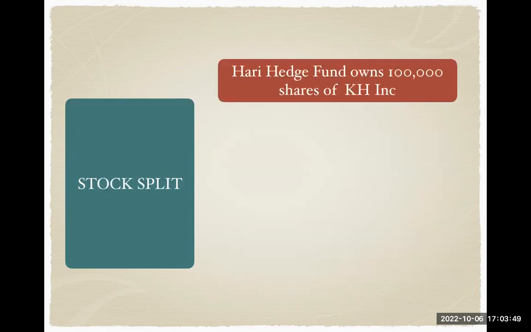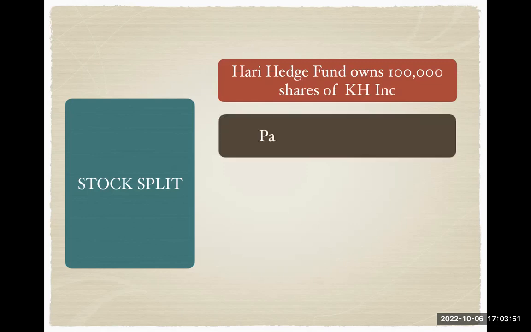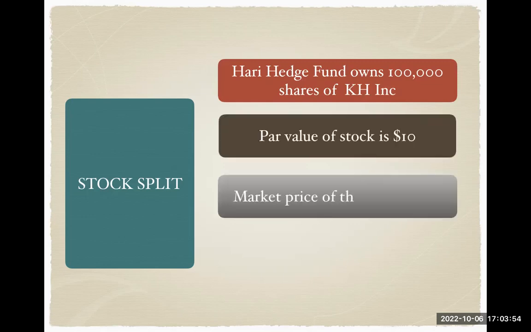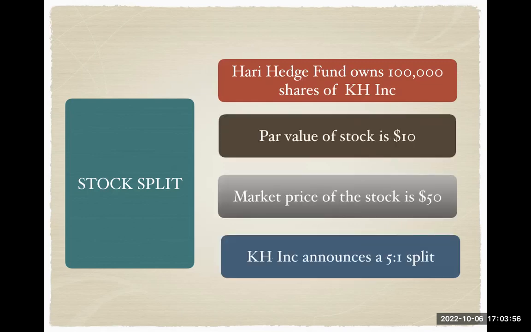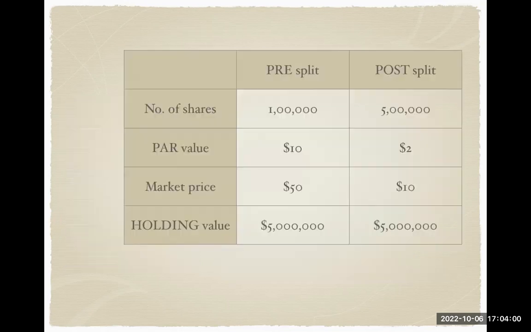Extending this example, Hari Hedge Fund owns 100,000 shares of KH Inc. The par value of the stock is $10. The market price of the stock is $50. KH Inc. announces a stock split of 5:1. What is the pre-split status? The number of shares that Hari Hedge Fund is holding is 100,000. The par value of the stock is $10. The market price is $50. The holding value is 100,000 shares multiplied by $50 per share. That gives you a holding value of $5 million.